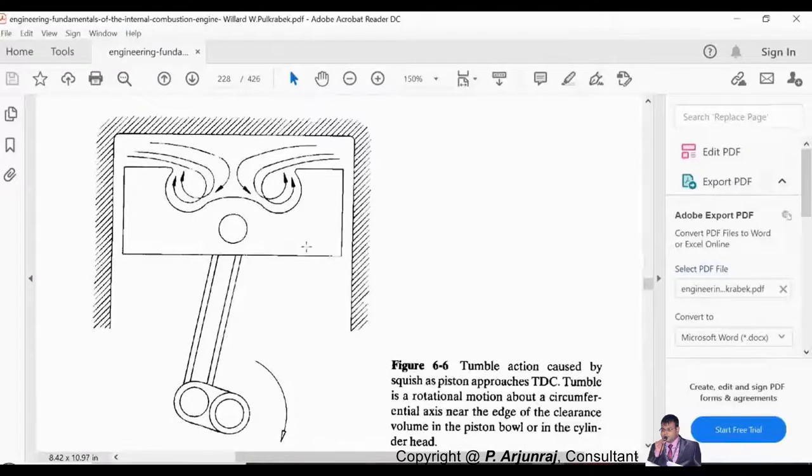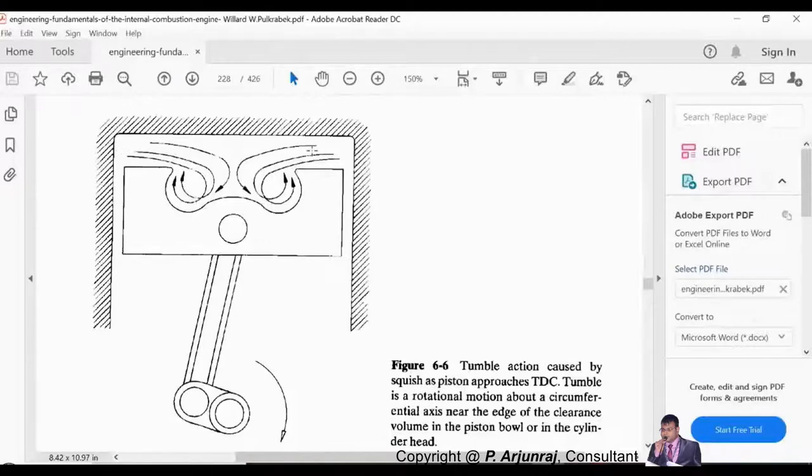Whereas this tumble is basically the action which is going to get out of the squeeze when the piston moves from BDC to TDC. And what is called a tumble? It is basically the tangential motion of the air. When the piston moves from BDC to TDC, you are going to have a tumble, which is nothing but a rotational motion. This will rotate about the circumferential axis. So this is basically a circumference.